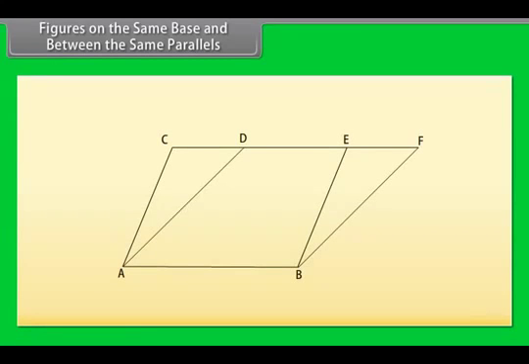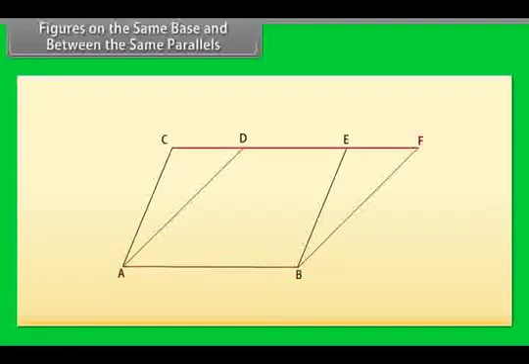Figures on the same base and between the same parallels. Now look at this figure. We can see that parallelogram ABEC and the parallelogram ABFD are on the same base AB. Also, the vertices C and E of the parallelogram ABEC opposite to AB and vertices D and F of the parallelogram ABFD opposite to AB lie on the same line CF, which is opposite to AB.